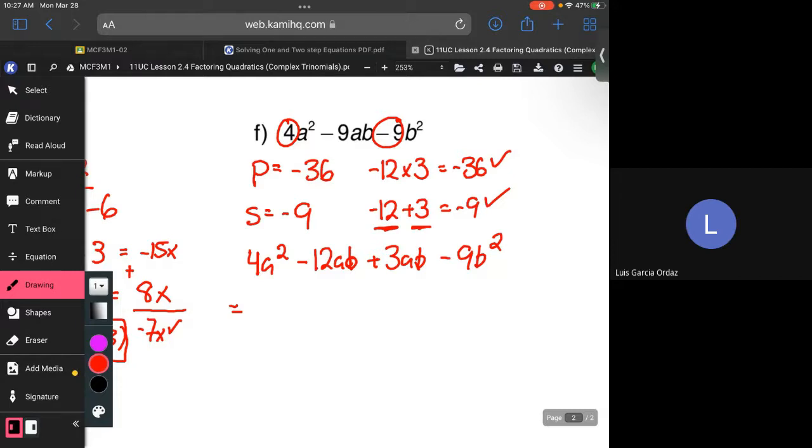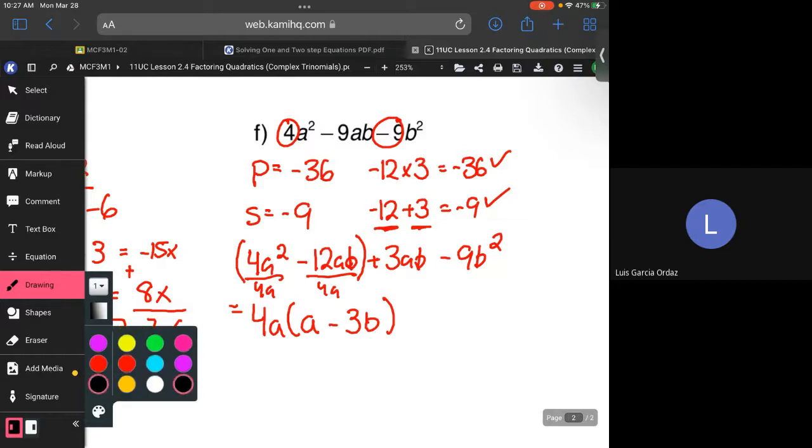So let's look at 4a squared and -12ab. Between 4 and 12, what's the greatest common factor? 4. And what's common between a squared and ab? Just a. Which means I'm dividing each of these by 4a. So I'm left with a minus 3b.